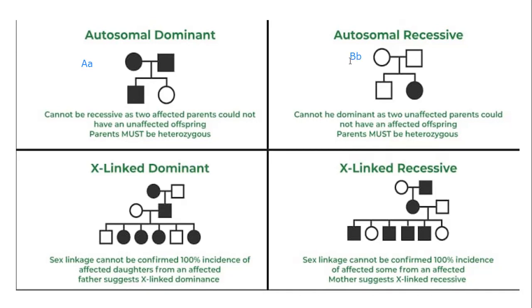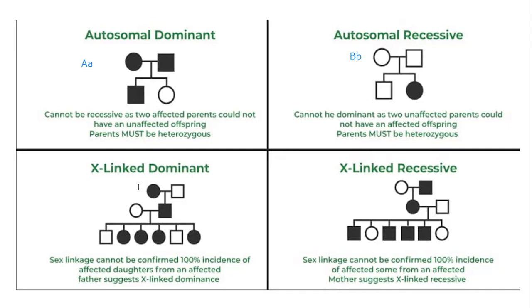It means the parents are carriers of the recessive allele, and when both recessive alleles are passed by the parents to the daughter, she is affected, but their son is normal as the son received a normal copy from a parent. So this pedigree cannot be dominant, as two unaffected parents could not have an affected offspring. Parents must be heterozygous.